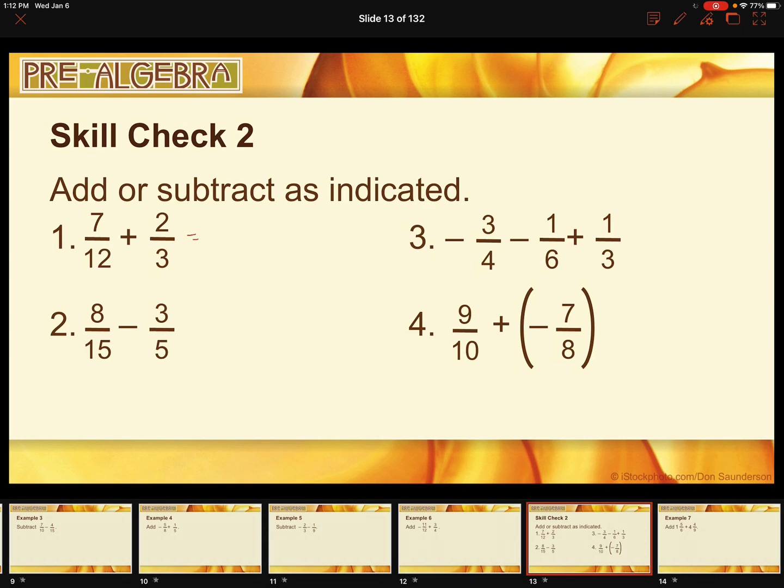Number 1, as an improper fraction, would be 5 over 4. If you put it as a mixed number, that would be 1 and 1/4. Number 2, negative 1 over 15. Number 3, negative 7 over 12. And number 4, 1 over 40.